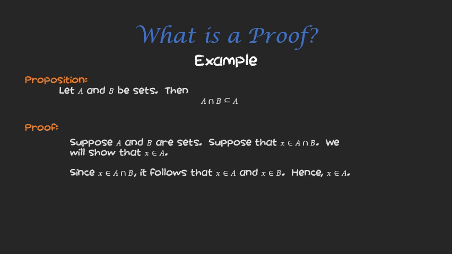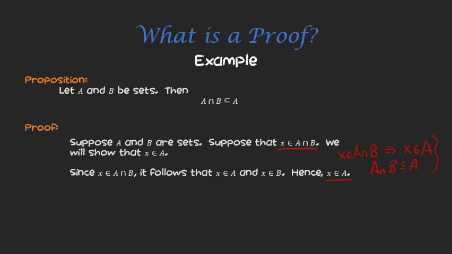And notice what we've shown now. We supposed x was in A intersect B, and we showed x is in A. So we showed the statement x in A intersect B implies x is in A. We proved that that holds no matter what x is, that statement will always be true, which is the same thing as showing A intersect B is a subset of A.